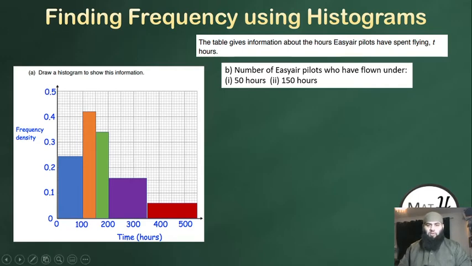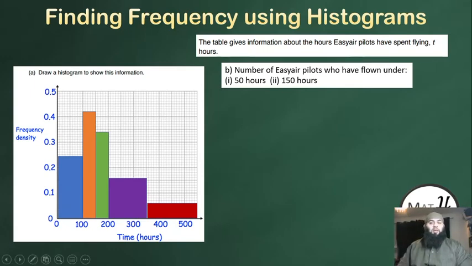Before we go to the question, I haven't even read the question. The table gives information about the hours Easy Air pilots have spent flying. Work out the number of Easy Air pilots who have flown under 50 hours. So on our x-axis we have the time, the number of hours flown by Easy Air pilots, and on the y-axis we have the frequency density. We did all of that work in the previous slide, and the reason I'm going quickly through it is because it's something we generally should know.